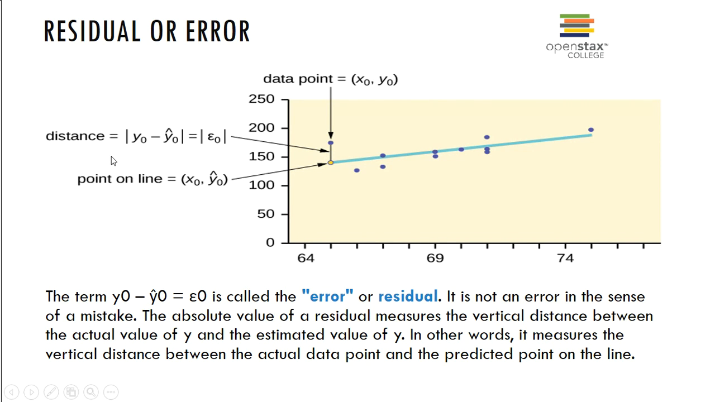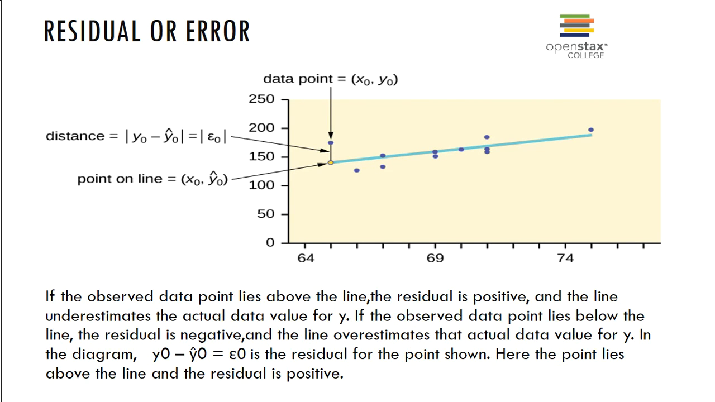So in terms of here, y0 minus y hat equals ε0, this is the error or the residual. It's not an error in the sense of a mistake. It's the absolute value of the residual measured by the vertical distance between the actual y and the estimated y. So basically it's going in there and measuring the length between the actual data point and the predicted. And we could do this for every point that we have on the scatter plot compared to the line. We're going to see towards the end of this chapter that we actually do that.